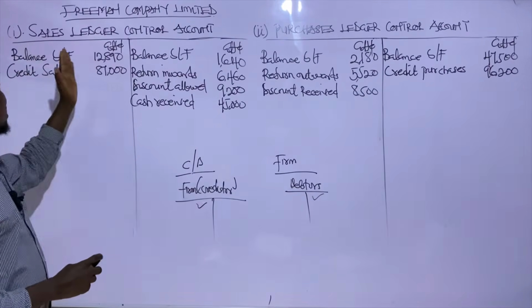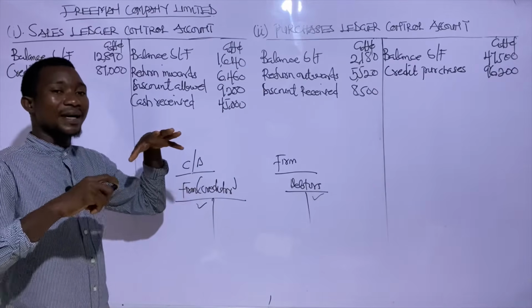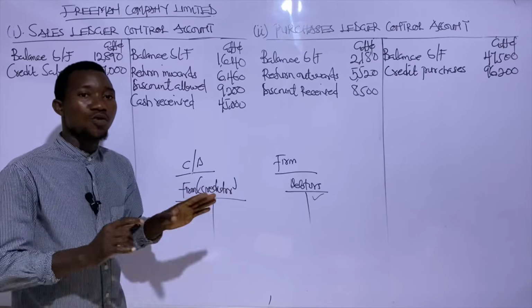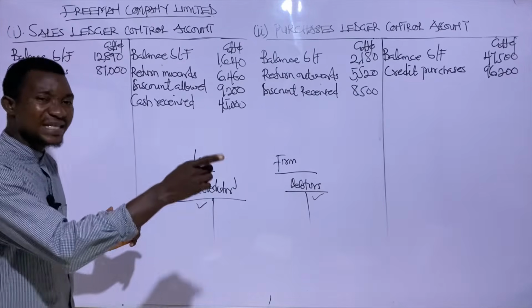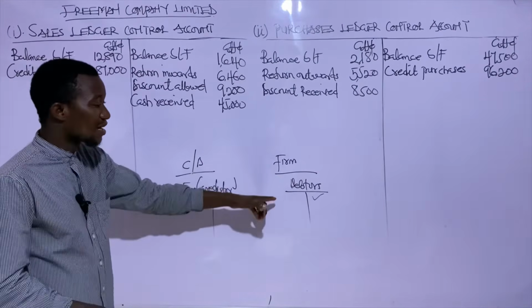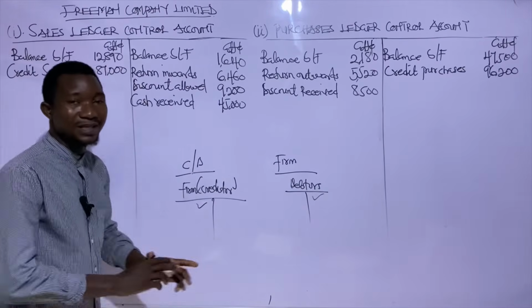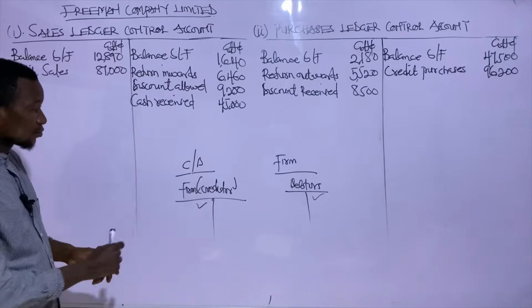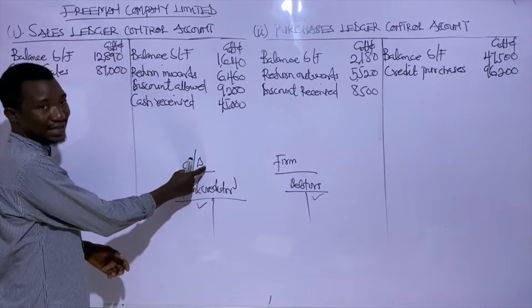Listen, this sales ledger control account and the purchases ledger control account are in the book of the firm or in the book of the business. Is that okay? So the debit note received will inform the firm that the customer's account with it should be credited to reduce the amount, because it has already been debited from the perspective of the customer.